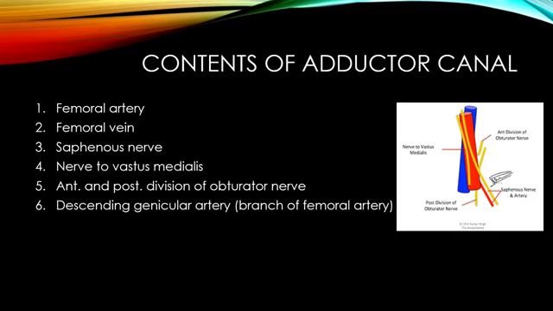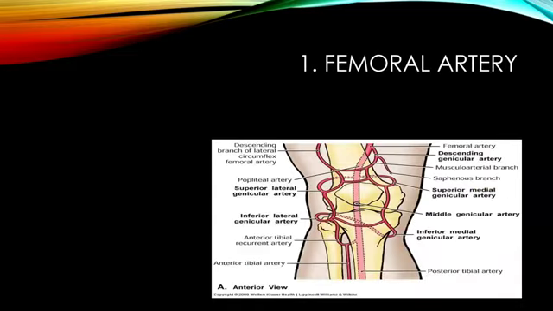Then we have the saphenous nerve, which we already saw to be a cutaneous branch of the posterior division of the femoral nerve. Next, we have the nerve to vastus medialis muscle, and then the anterior as well as the posterior division of the obturator nerve. And then finally, we have the descending genicular branch, which is a branch of the femoral artery. In this picture, we can clearly observe all the contents that have been mentioned. Next, let us look in detail at each and every content.